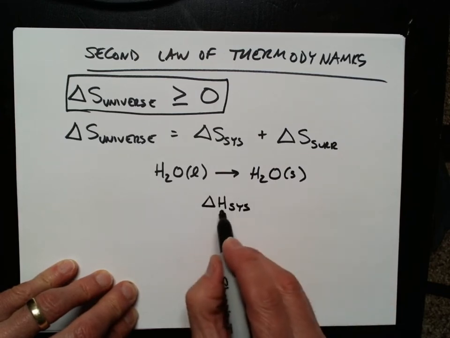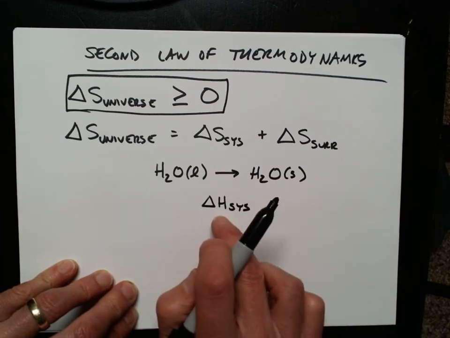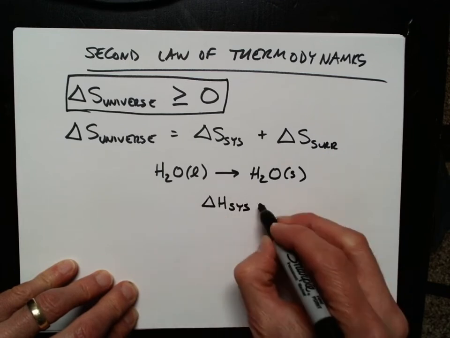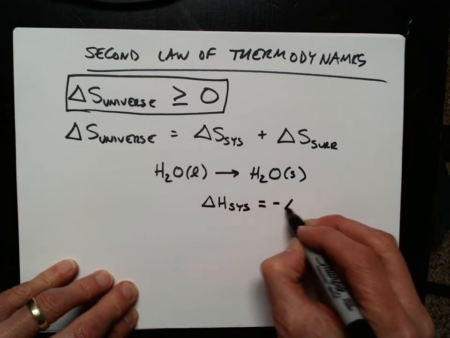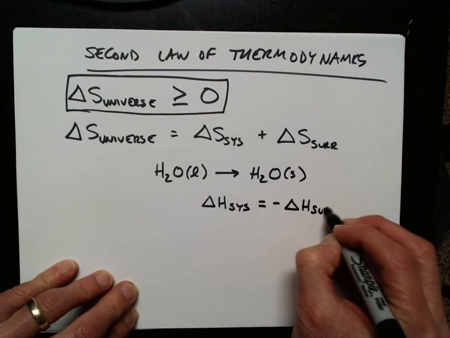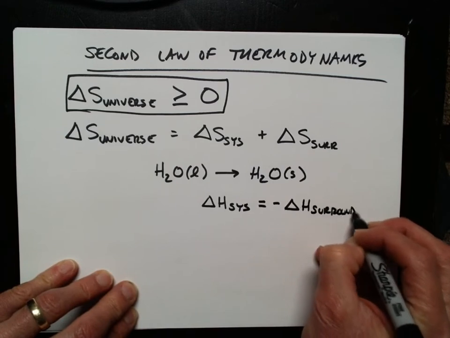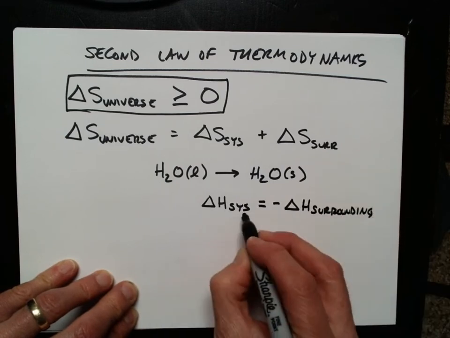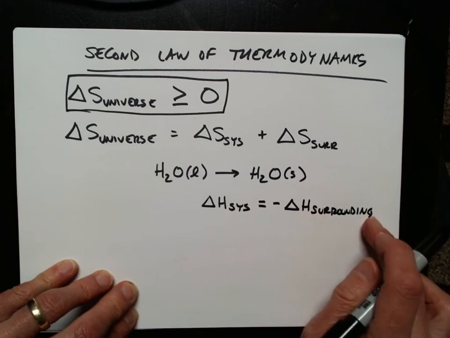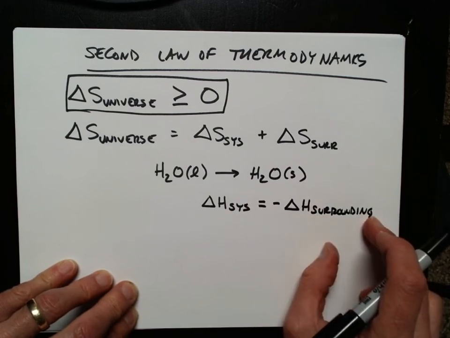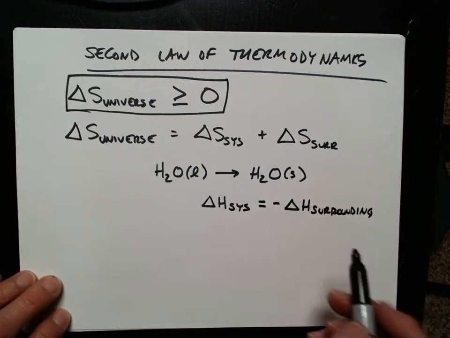And we should recognize that the enthalpy change in the system is going to be the opposite of the enthalpy change in the surroundings, correct? Because if the system loses enthalpy, the surroundings are going to gain it. So let's make a substitution here.